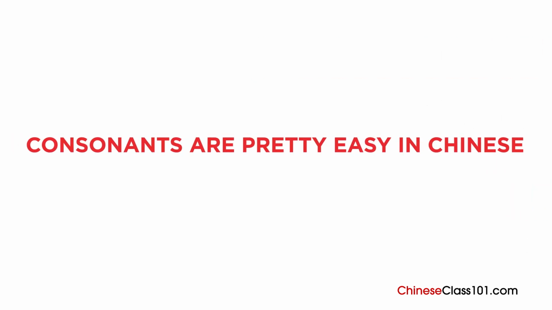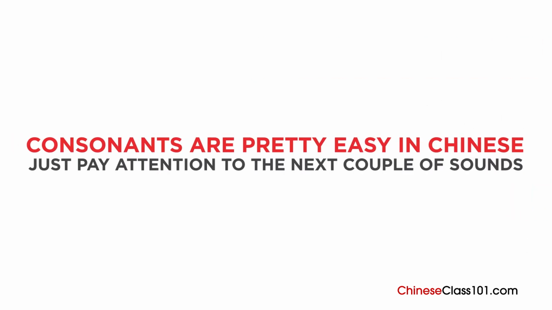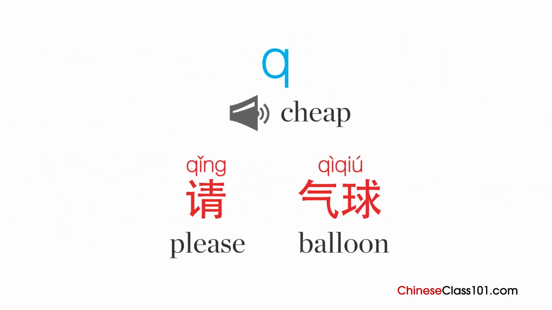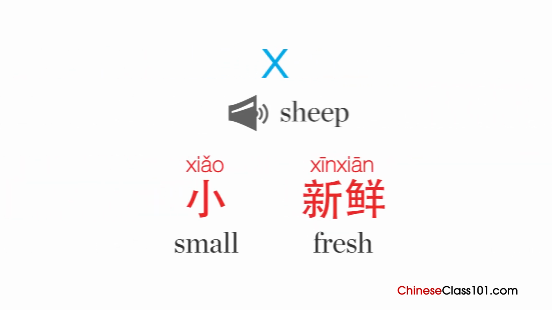Consonants are pretty easy in Chinese. Just pay attention to the next couple of sounds. J is like the J in Jeep, but press your flat tongue tightly against the back of your upper teeth. Q is like the CH in cheap, but again with a flatter tongue and a stronger puff of breath. X is like the SH in sheep. Again, you lay your tongue flatter and extend the two sides of your mouth wider.